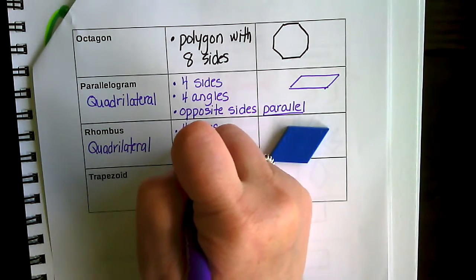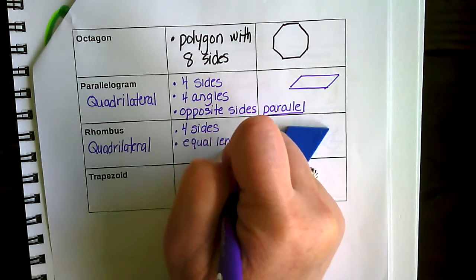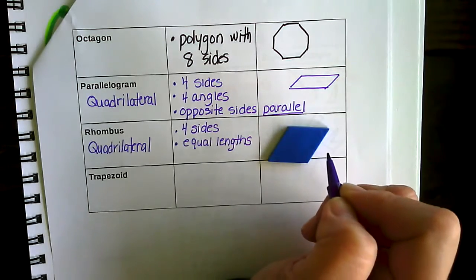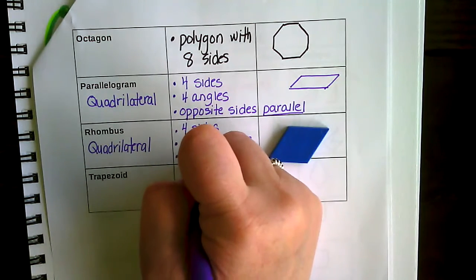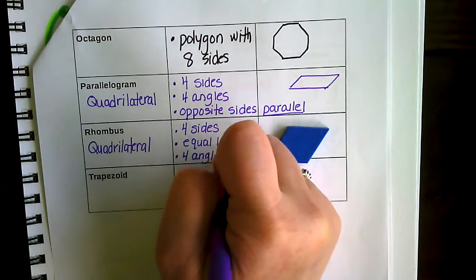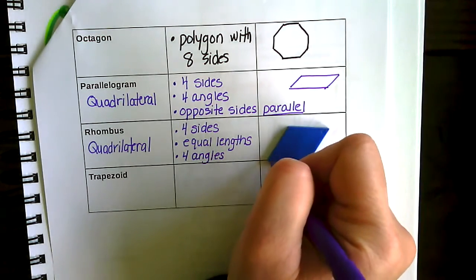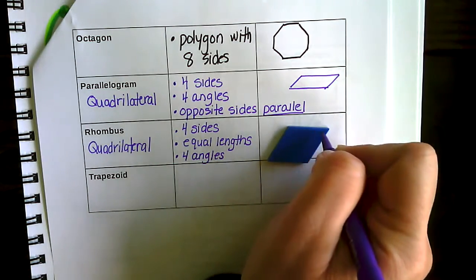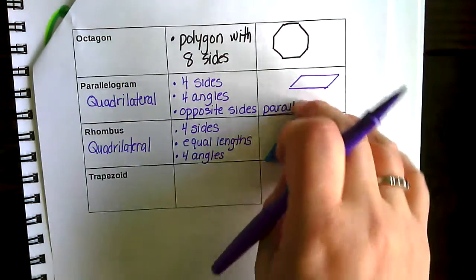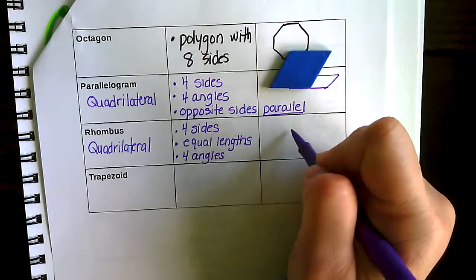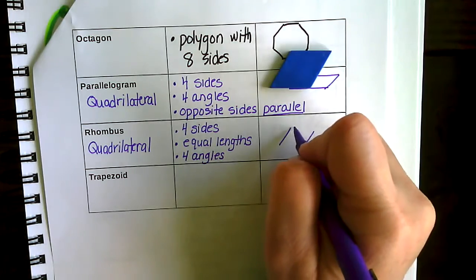They are equal. Equal lengths. For angles. Take a look at the sides here. These sides are opposite and parallel also. So let's go ahead and draw a pencil sketch of the rhombus. Try to make your sides look relatively equal.